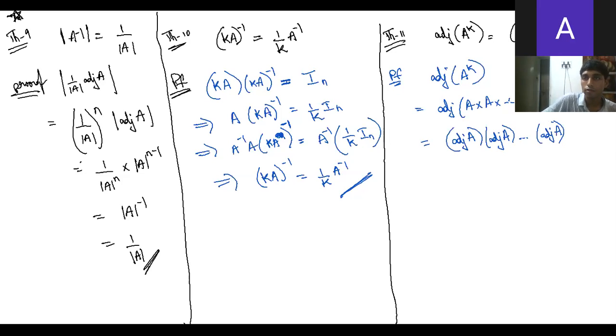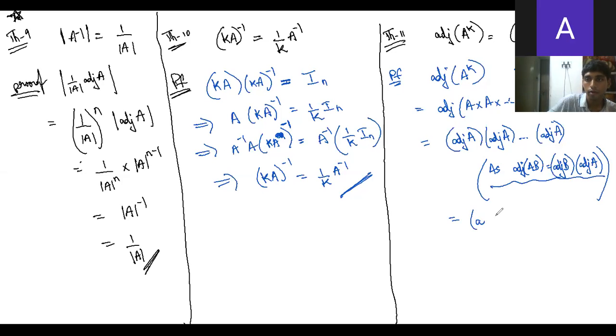So this property may be confusing. Actually, previously we have proved that adjoint of AB is adjoint B into adjoint A. Remember, if you use the same property, you can prove this. Then this becomes the adjoint of A whole power K. Hence proved. So from this, you can also prove the next theorem.